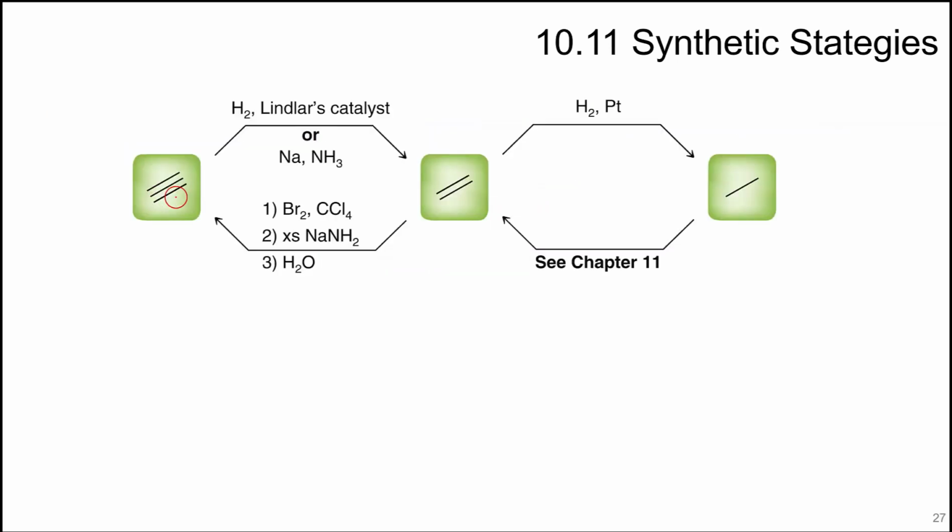If we react the alkyne with Lindlar's catalyst or this other reducing reagent, we get the alkene. With H2 and platinum, that will get us to the alkane. In the next chapter, we'll see how we can go from alkane to alkene. But if you want to go from alkene to triple bond, we need to add two bromines there, then excess NaNH2, the base, followed by water to get that alkyne.